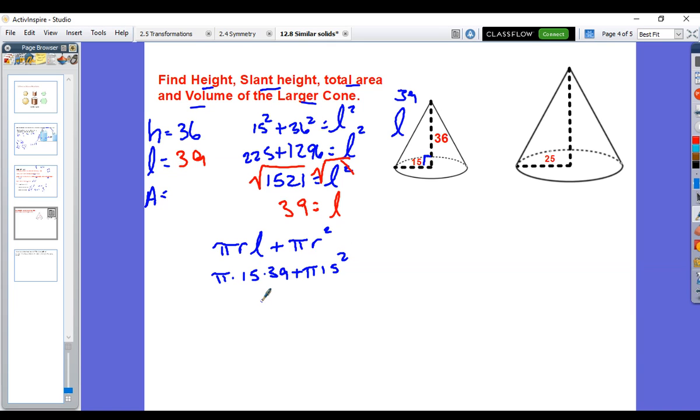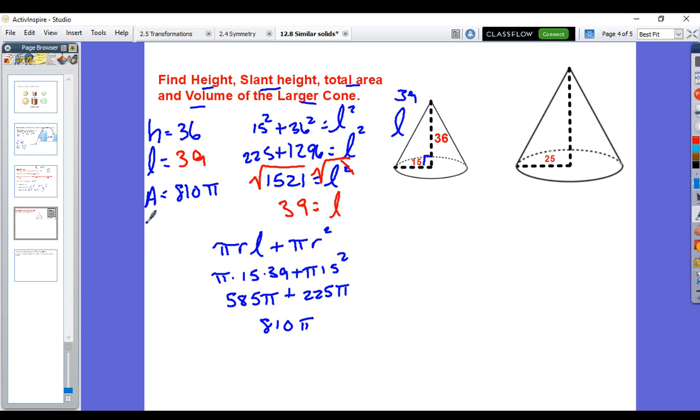So 15 times 39, we get 585 pi right there. And we're going to add the value of our 15 squared. So we do that 15 squared, get 225 pi. We put it together, plus 225, we get 810 pi. So that is our area for the small cone, 810 pi. Now, we're going to keep it in terms of pi. That way, we deal with smaller numbers, not as exorbitant and huge.